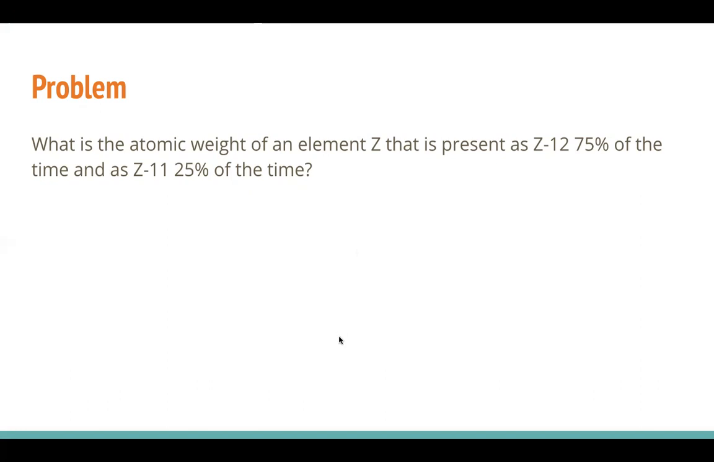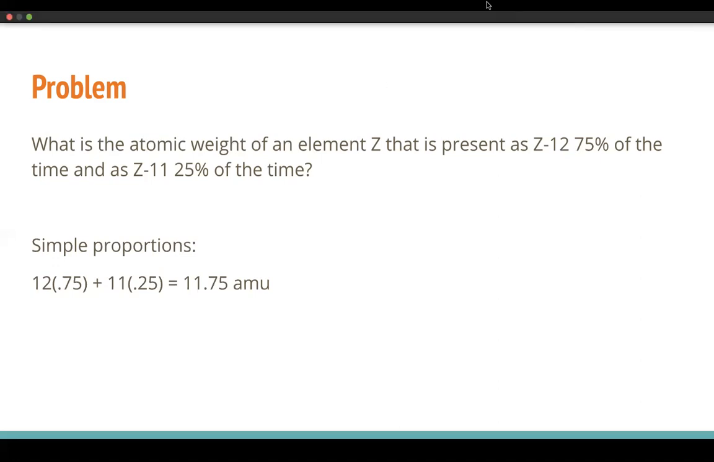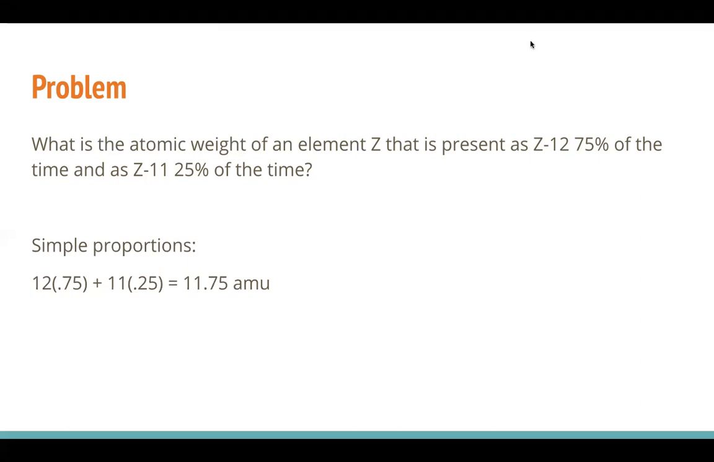Okay, so let's go over the answer then. This is just a simple proportions problem. If the element has a mass number of 12 75% of the time, and 11 25% of the time, then all you have to do, as Ginny said, is put that into the equation with the percentages in their number form, so 0.75 and 0.25. If you put that into a calculator, you should get 11.75 AMU. And if you wanted to put that into moles, that would be 11.75 grams.